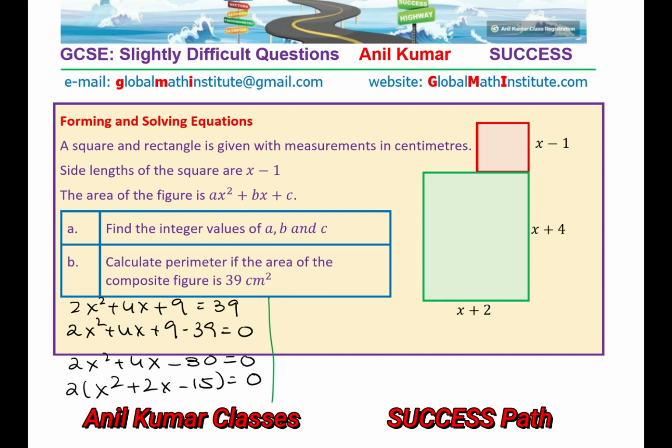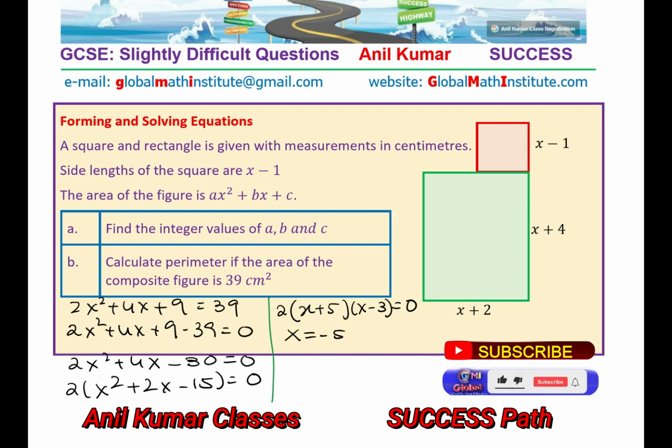Okay, so we have 2 common, right? And x squared plus 2x minus 15 means 5 and 3 can work for you. 5 positive, 3 negative. So we have x plus 5 times x minus 3 equals 0. Now we can apply the zero product principle, right? ZPP. So from there, we get two values of x, which is x equals minus 5 and x equals 3.